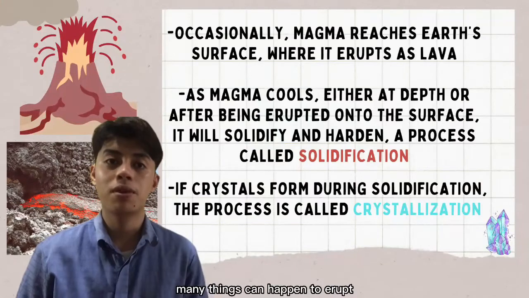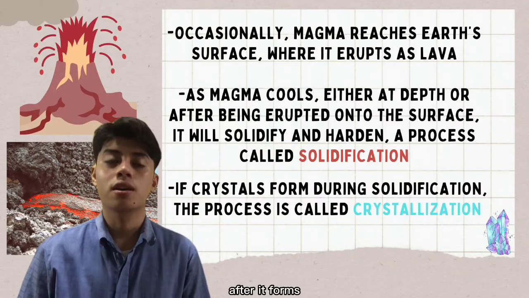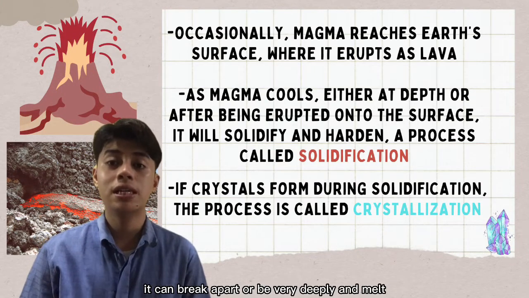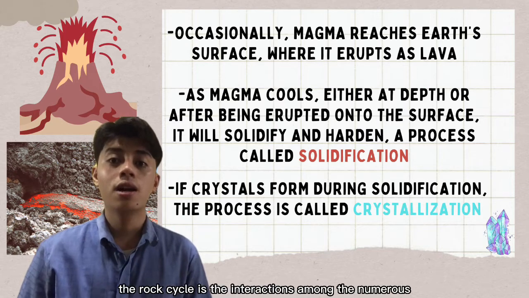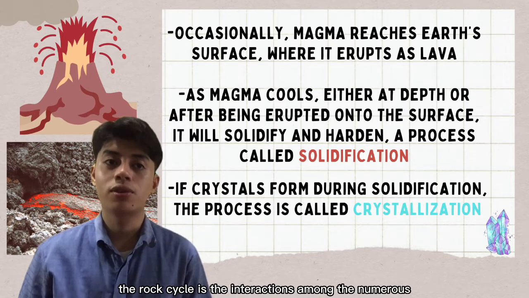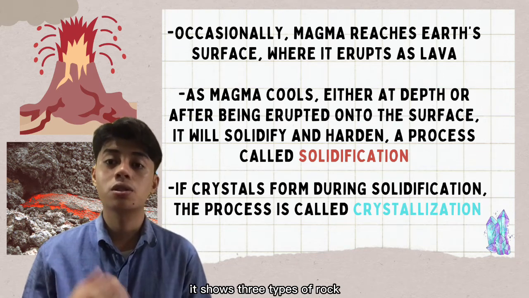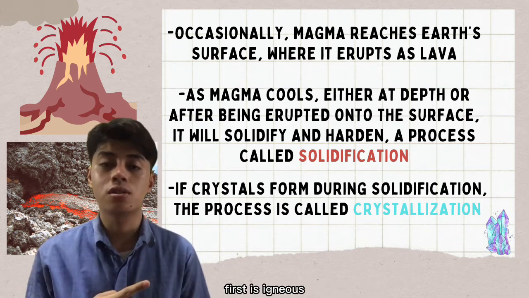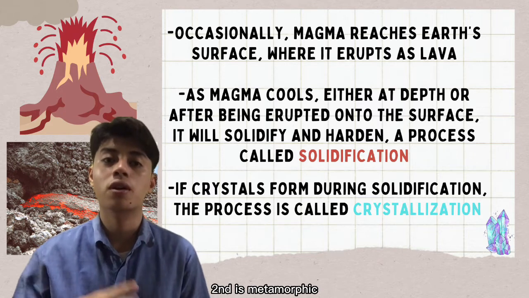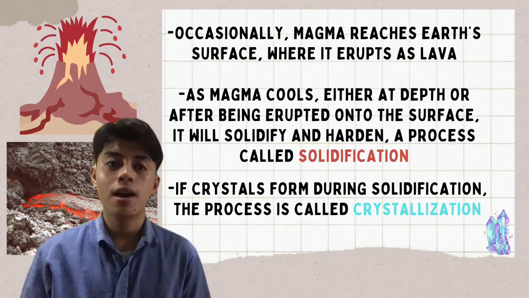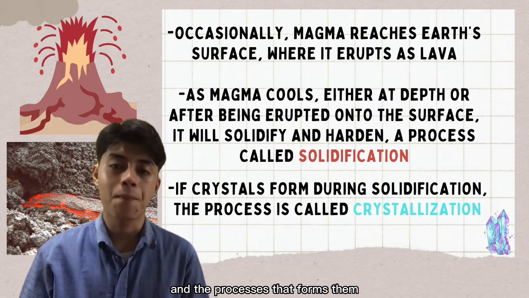Many things can happen to a rock after it forms. It can break apart, or be buried deeply and melt. The rock cycle is the interactions among the numerous components and processes of the Earth system. It shows three types of rock: first is igneous, second is metamorphic, and third is sedimentary, and the processes that form them.